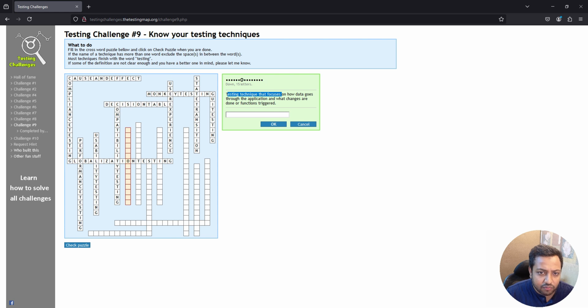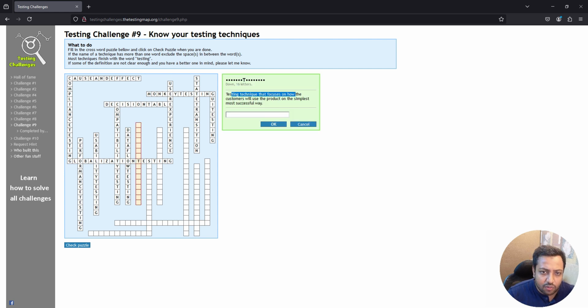Testing technique that focuses on how data goes through the application and what changes are done or functions triggered. Okay, so this is something with data. On how data goes through. Goes through means how the data flows in the application. So this should be data flow testing. Let's pick the next one.